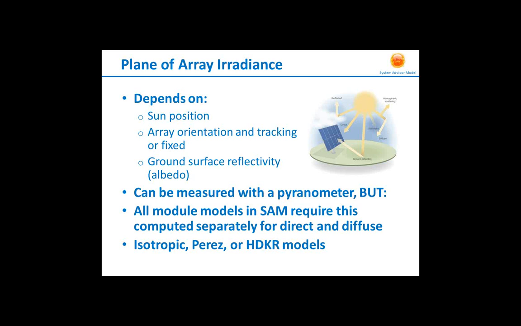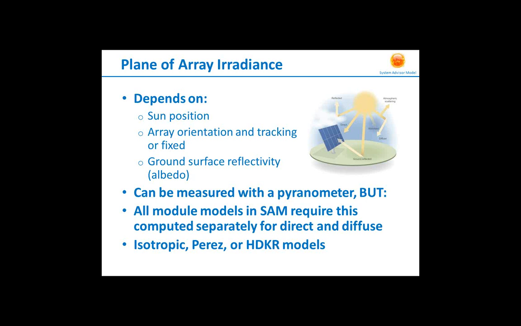But back to POA irradiance in SAM, we do need the beam and diffuse components properly translated to the array of the project before they are input into the module model. We do this by using one of three irradiance transposition models: the isotropic, the Perez, or the Hay-Davies-Klucher-Reindl model.